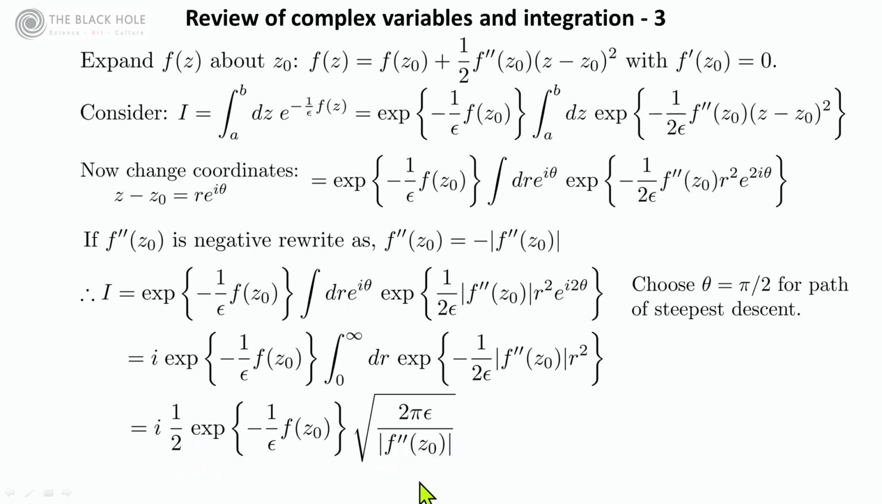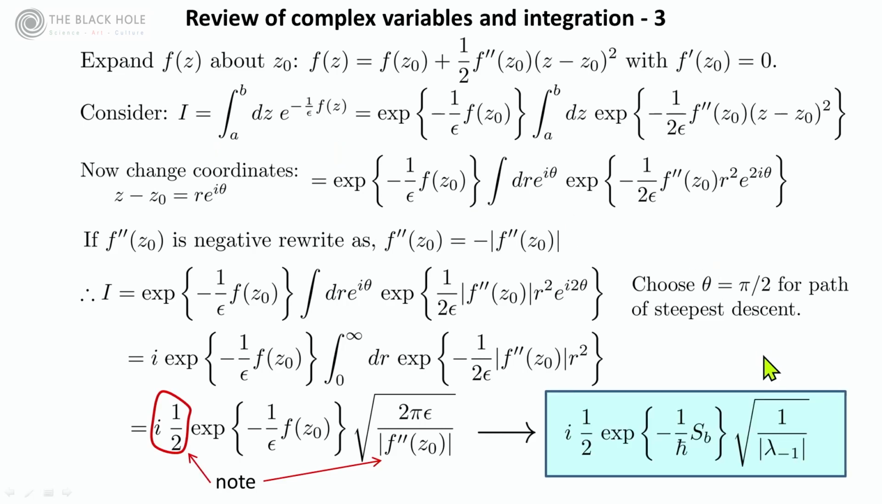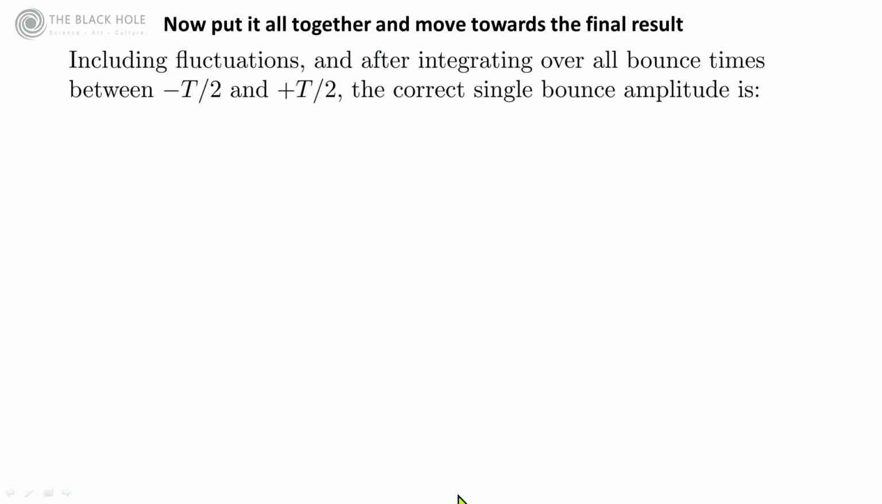And now this, well, I took an integral like this, but the real integral is pretty clear that we're looking for the integral with the negative eigenvalue. And so this f of z0 is just the action for the bounce, and this f double prime is just lambda minus 1. Okay, and so we are pretty much done, and we're going to move towards the final result.